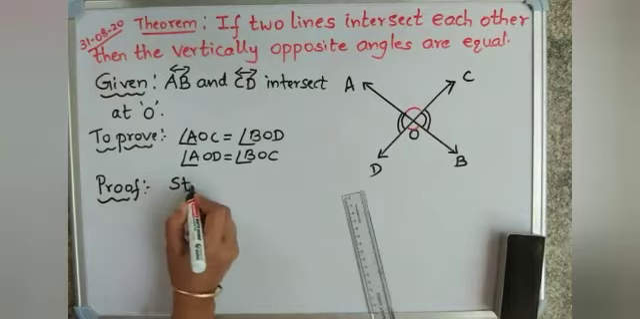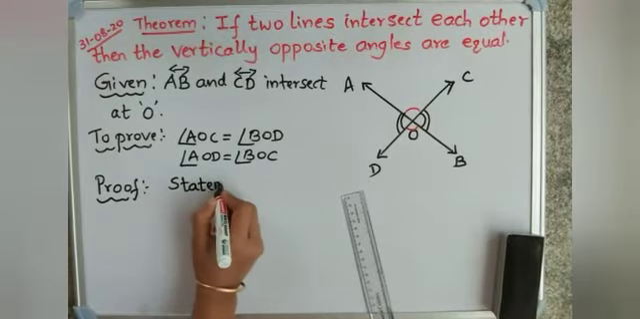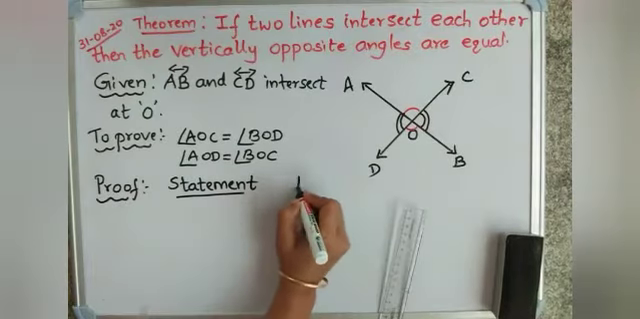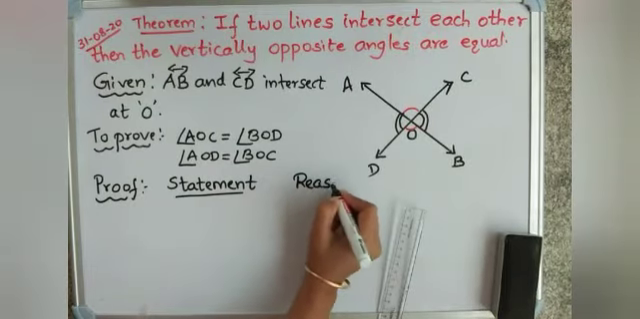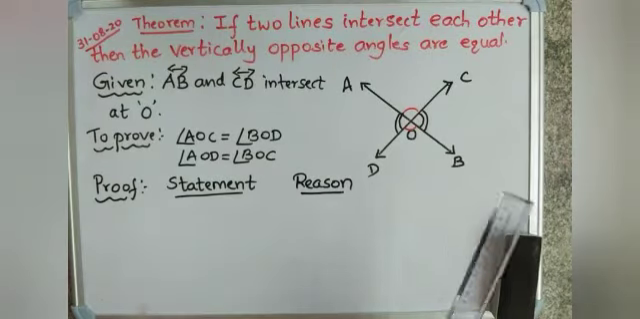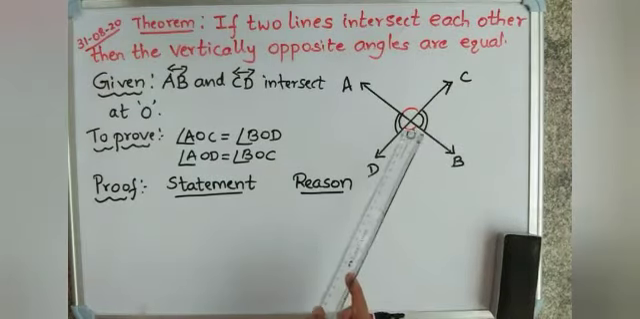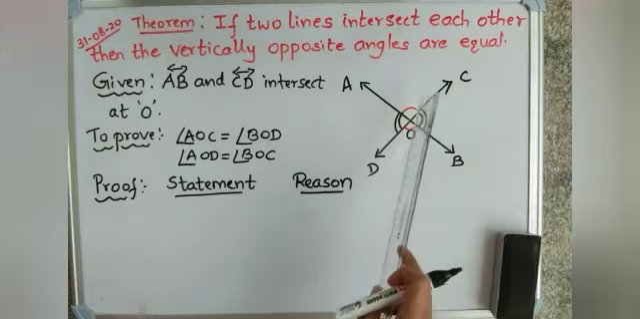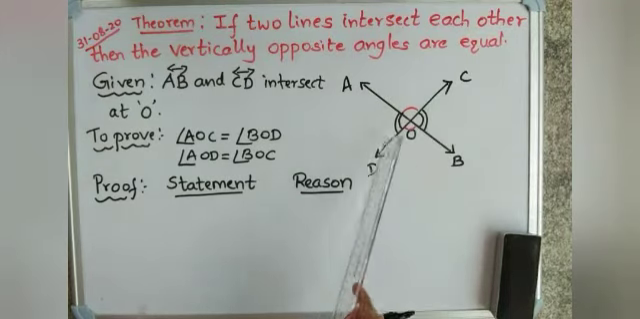Now proof, always it has two things, that is statement and reason. So what is the statement? Whatever you give, every time you have to write the reason. So let us write now. Now look at the figure. OA ray stands on CD. OA ray stands on CD.